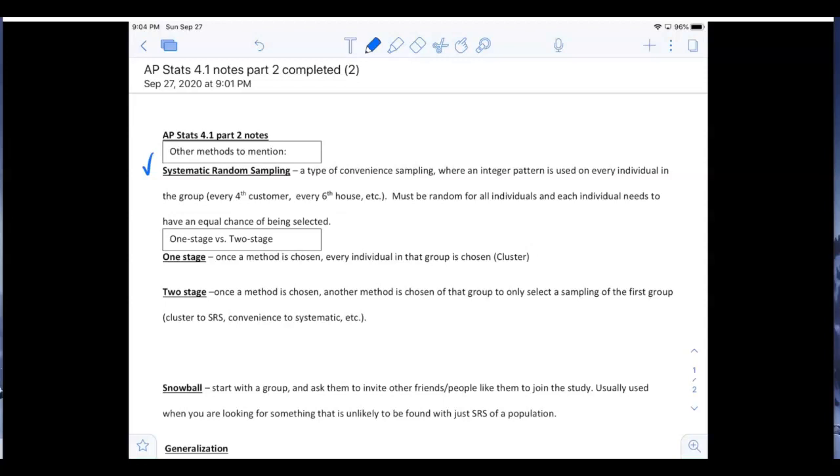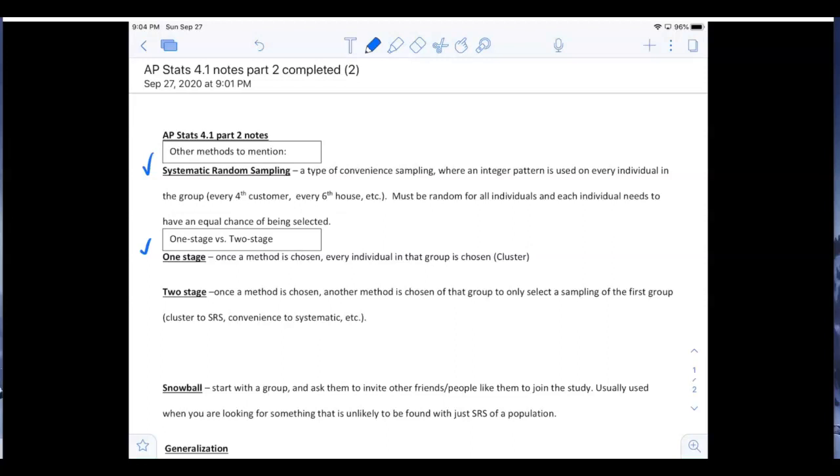One stage is just another way to say cluster sampling. It's once a method is chosen, every individual in that group is chosen. It's just one stage, just one thing is being done. Two-stage is when you're doing two different things. So once we do one method, we're going to do a second method after that.